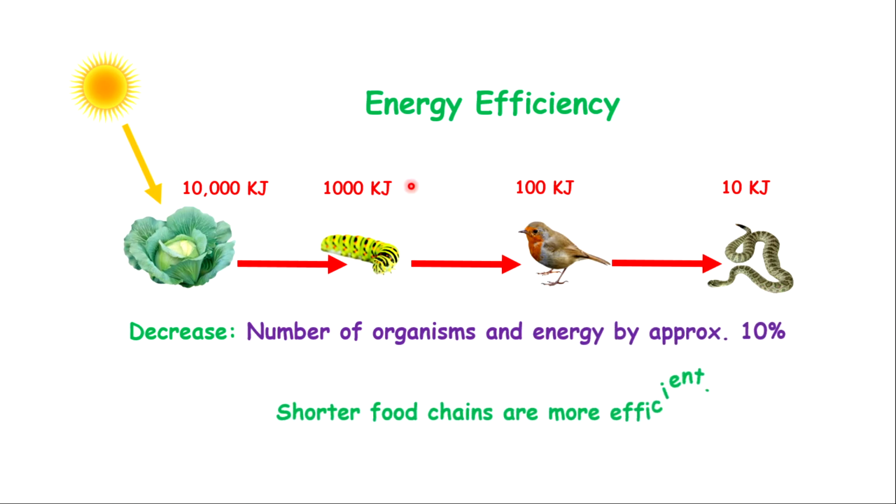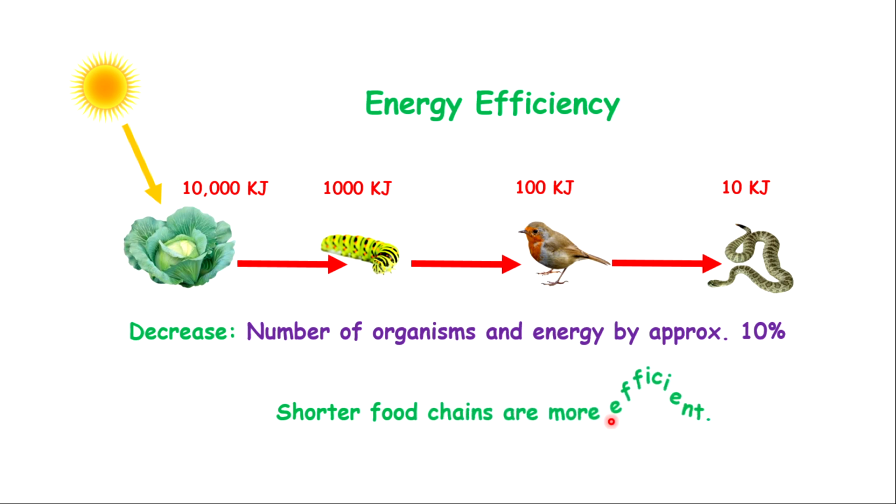Now, 10% is being passed on to the bird, so therefore there is only 100 kilojoules of energy, and 10% of that is passed on to the snake, which is now only 10 kilojoules of energy. And if there should be another organism, it will be 1, and then go to 0.1, and so on. So it all is decreasing by approximately 10%.